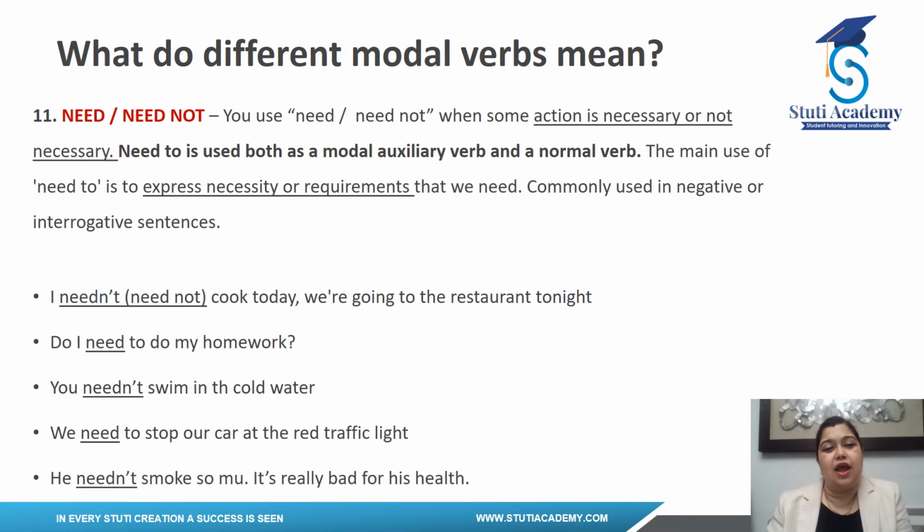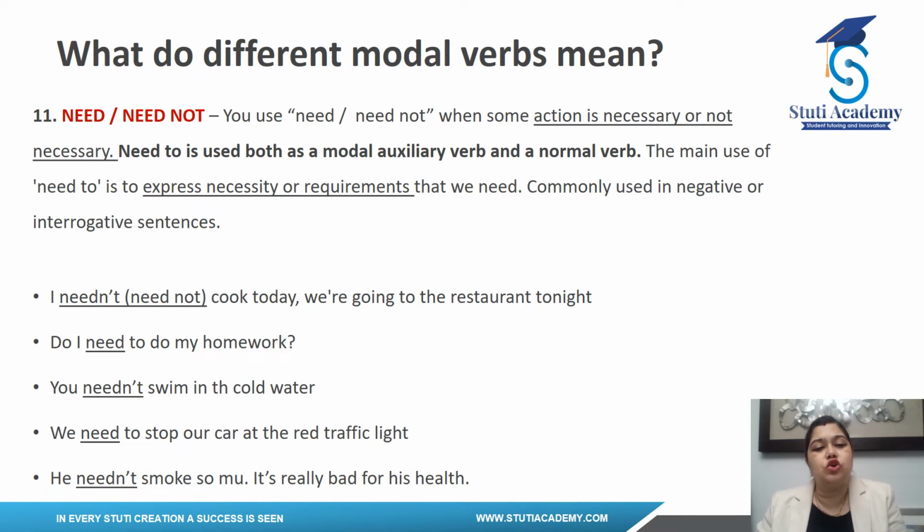The next one is need and need not. Now, need and need not are used for necessary actions. Need is used as both a modal auxiliary verb and as a normal verb. So the main use of need is to express the necessity of something or the requirements of something that we need to do. You will generally use need not or needn't for negative sentences or interrogative sentences. Now let's have a quick look at the examples here.